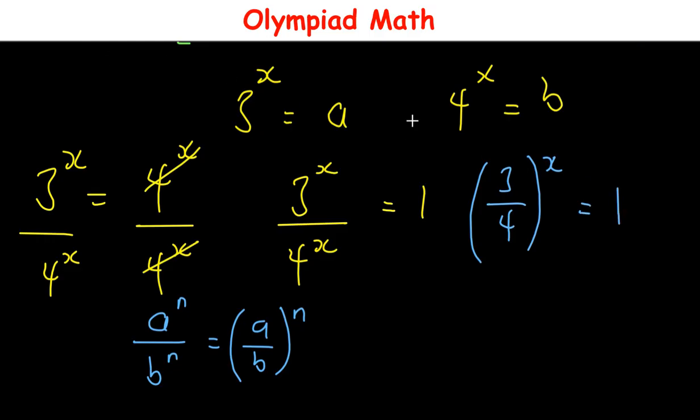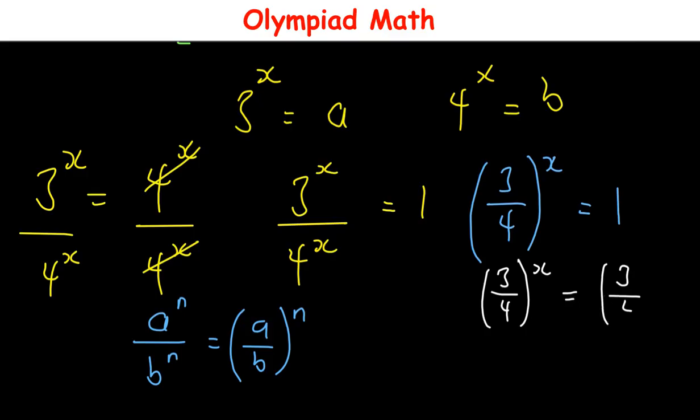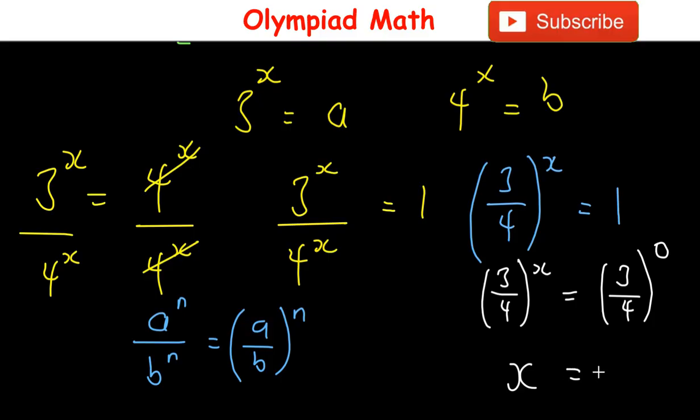So we can then write this equation as in brackets 3 over 4 all raised to power x, and this equals in brackets 3 over 4 all raised to power 0. So by comparing this, we have the first value of x to equal 0. x1 equals 0. Now, we have gotten the first value of x, let us solve for the other value of x.